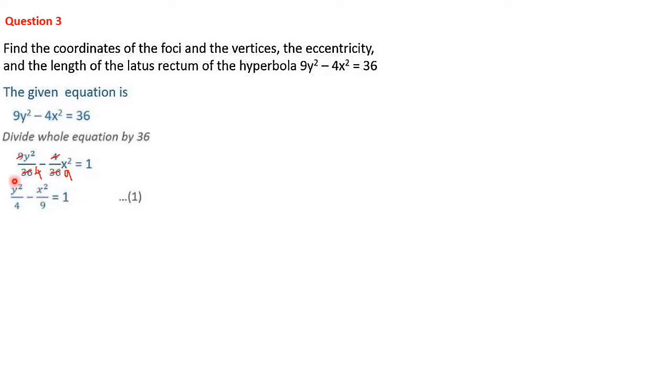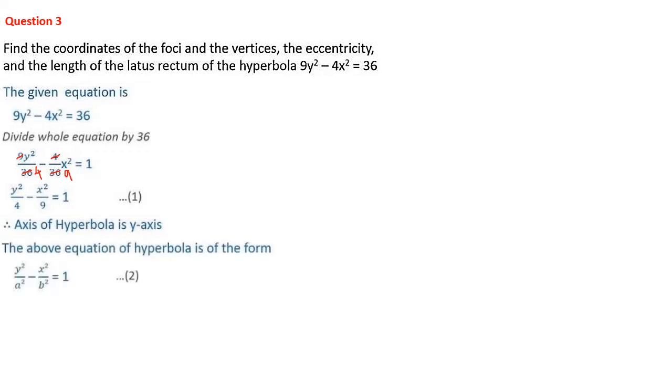Now the equation starts with y square. So the axis of the hyperbola is y axis. So the general form will be y square by a square minus x square by b square is equal to 1. Now it is quite familiar. If you have these two equations, we can find out all these terms.